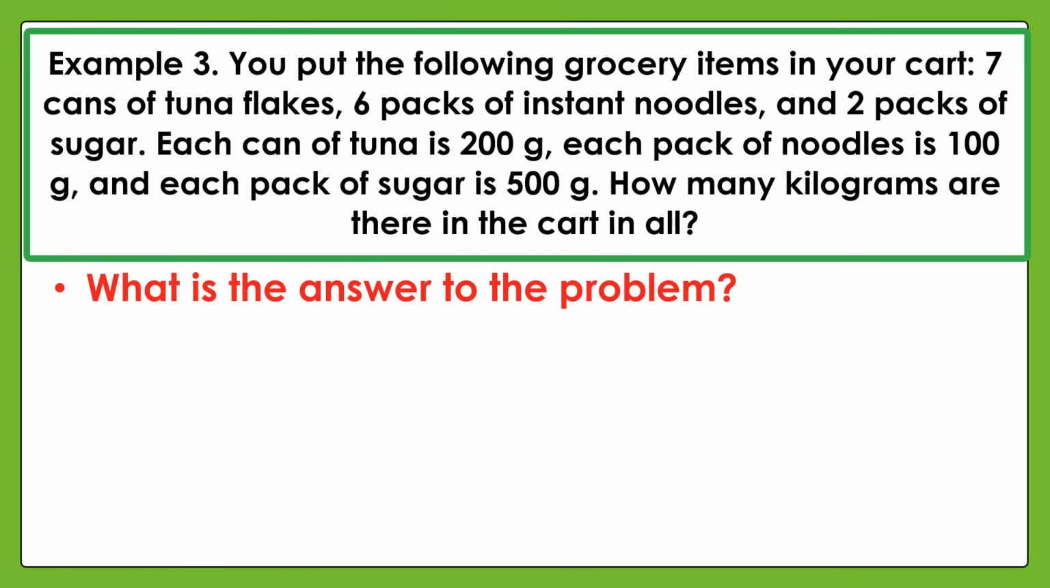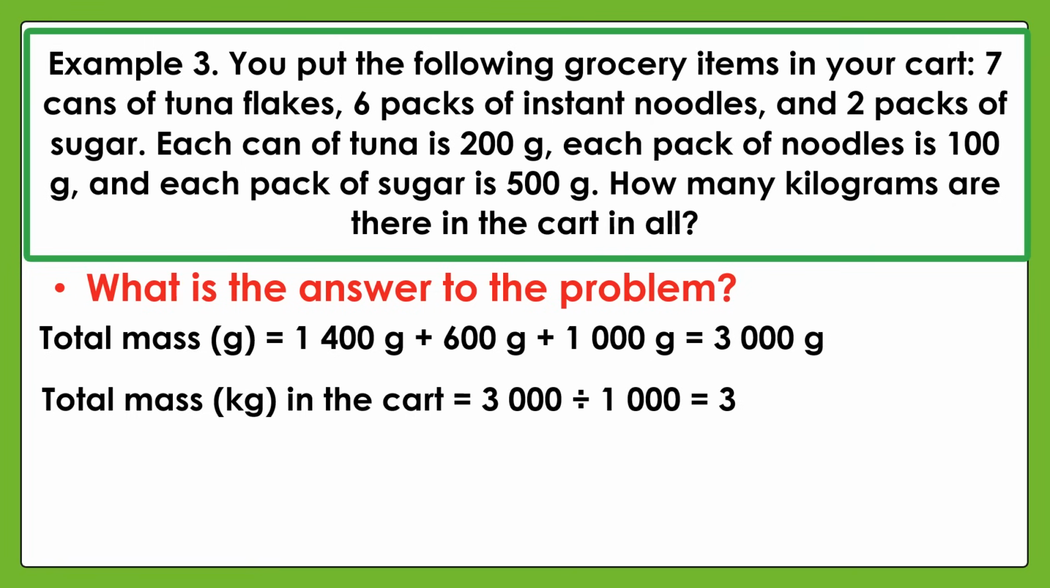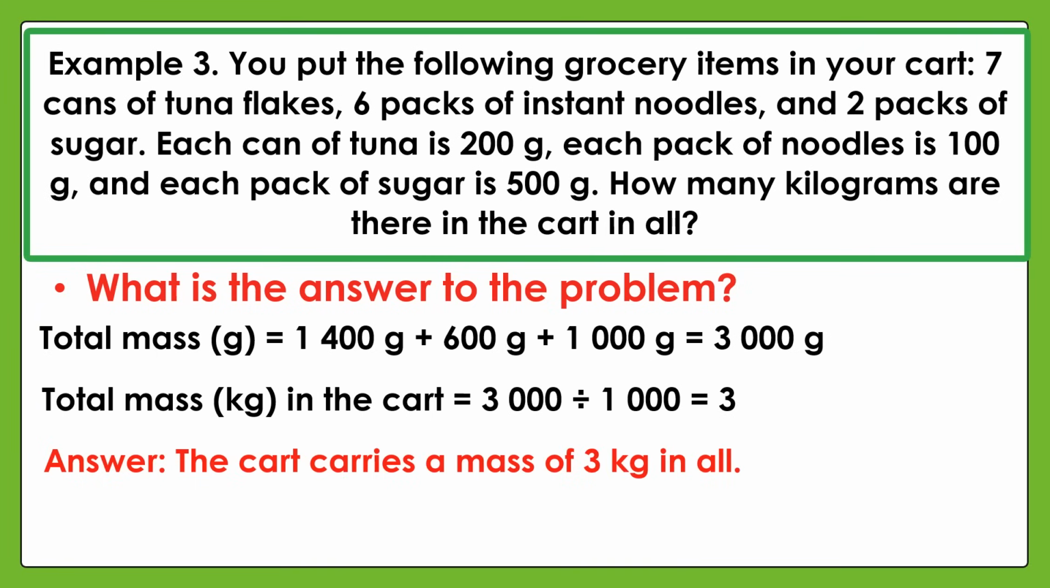Fourth, what is the answer to the problem? Total mass in grams is equal to 1,400 grams plus 600 grams plus 1,000 grams is equal to 3,000 grams. Total mass in kilograms in the cart is equal to 3,000 divided by 1,000 is equal to 3. The answer is the cart carries a mass of 3 kilograms in all.